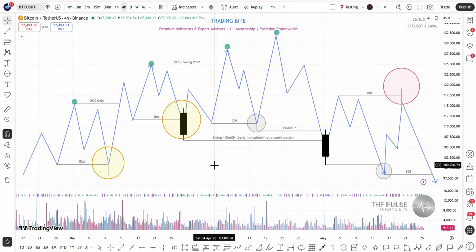So this is the full pattern for the market structure. Let me just revise: valid break of structure, valid inducement, valid swing point, and a valid change of character. Once you mark all these points accurately and efficiently, then you can predict where the market is going to move, or what the next destination for the market is.